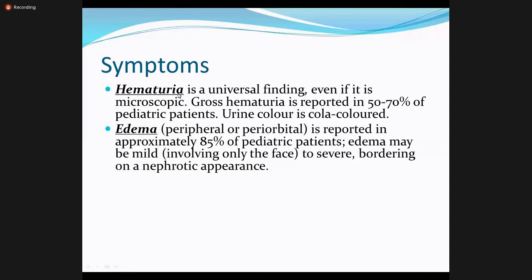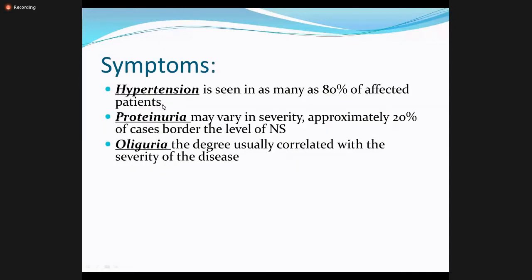Hypertension is present in 80% of the affected patients. And proteinuria. Proteinuria is not up to the nephrotic range, but it is present in about 20% of the cases, where it can come near the nephrotic syndrome level. But in more than 80 to 90% of the cases, proteinuria is mild. It is less than 1 plus or 2 plus, not 4 plus, usually less than 40 milligram per meter square per hour.